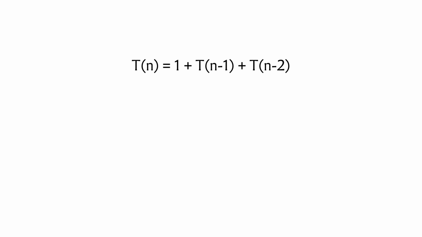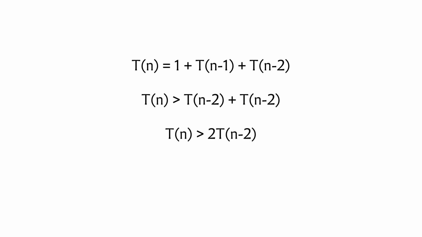I will just try to do a quick and dirty lower bound. So notice that T of n is going to be strictly greater than T of n-2 plus T of n-2. So I'm discarding the 1, and notice that I can claim that T of n-1 is at least T of n-2, because even by definition T of n-1 is T of n-2 plus something, right? So we have this simplified expression on the right hand side, which works out to T of n being strictly more than 2 times T of n-2.